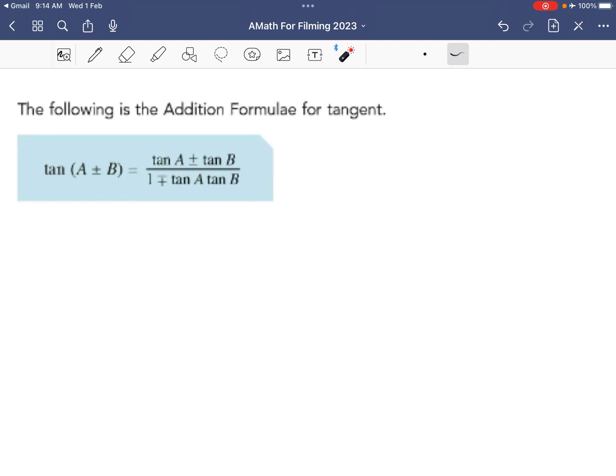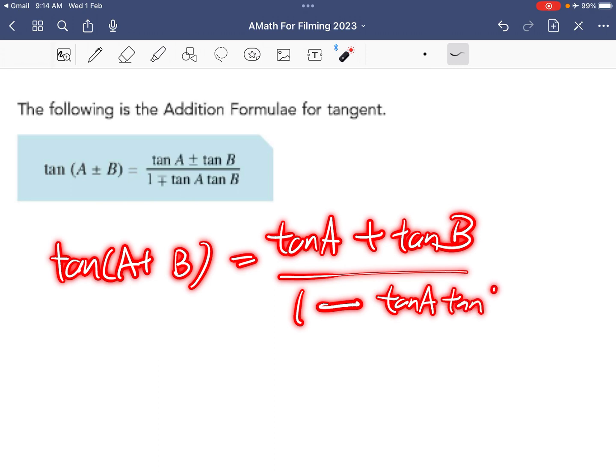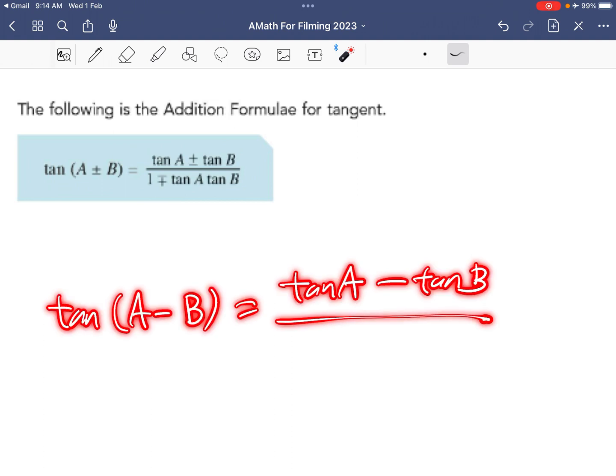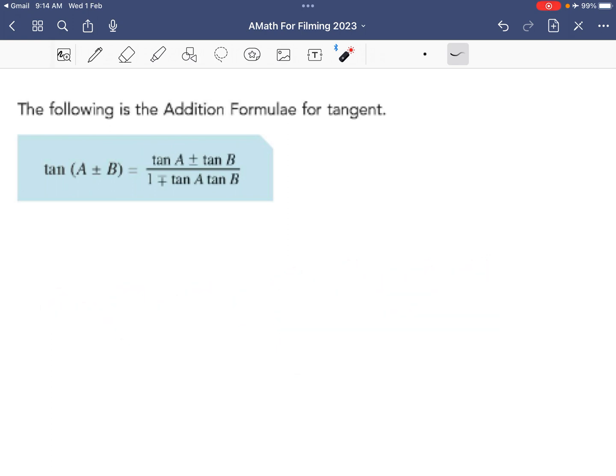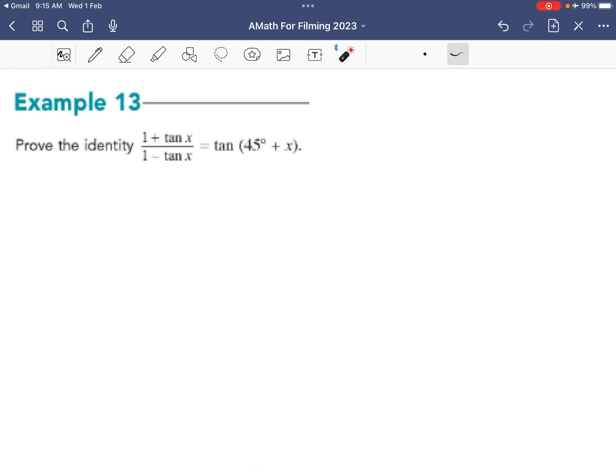Now, for the addition formula itself for tangent, what I have is this. Tangent A plus B equals tangent A plus tangent B over 1 minus tangent A tangent B. Be very careful about the symbols. Similarly, tangent A minus B is equal to tangent A minus tangent B over 1 plus tangent A tangent B itself. So that's how this addition formula for tangent A plus B works.